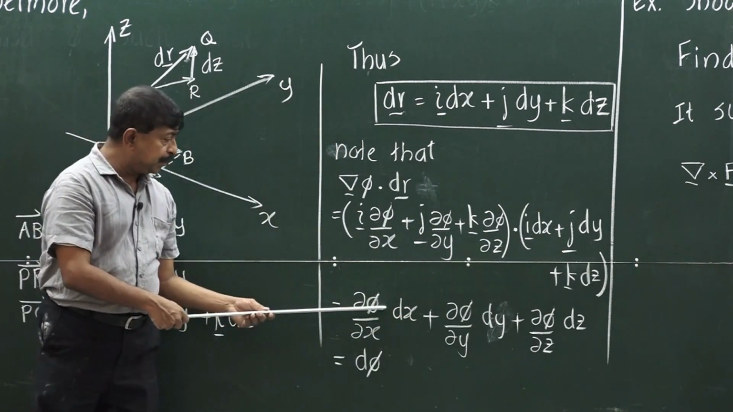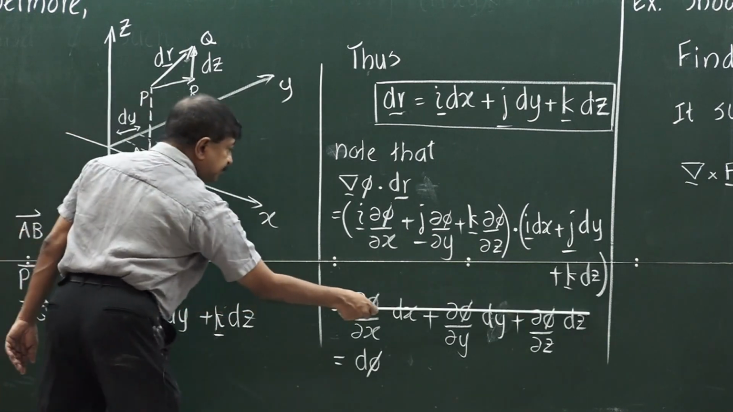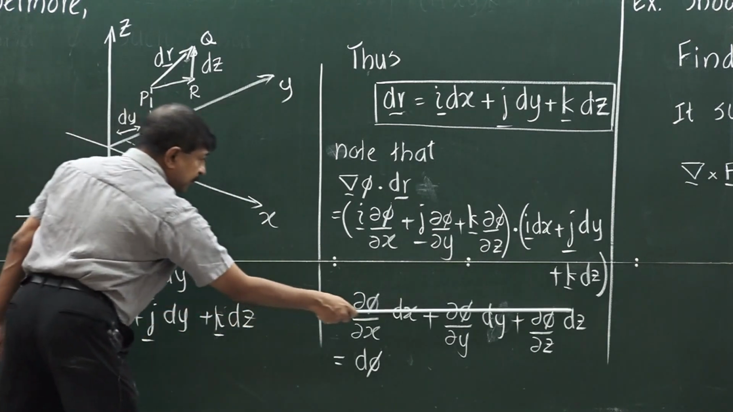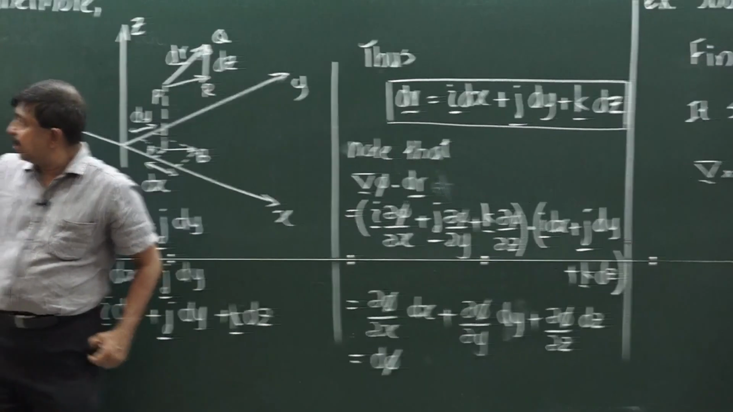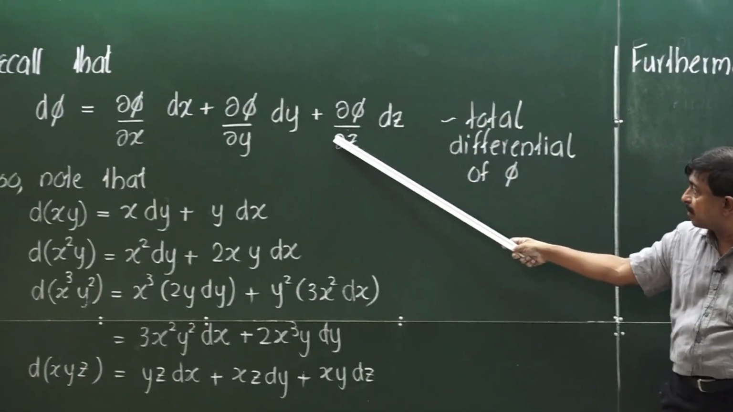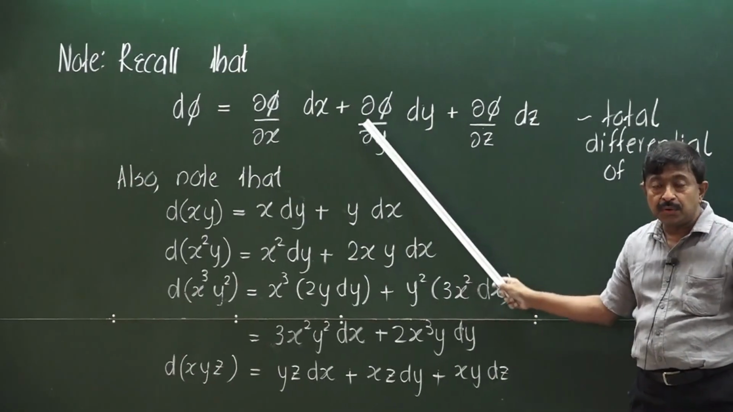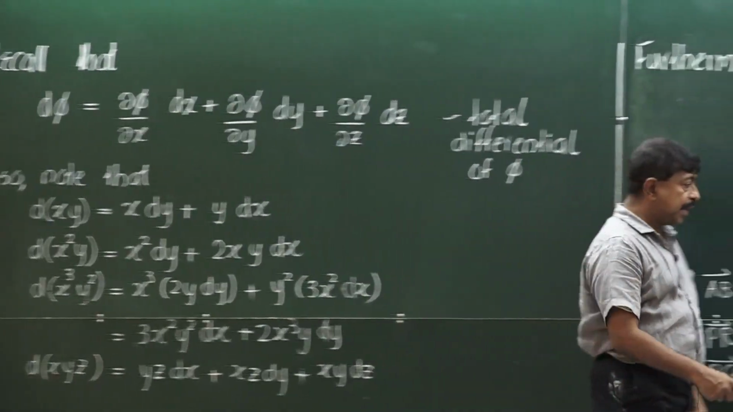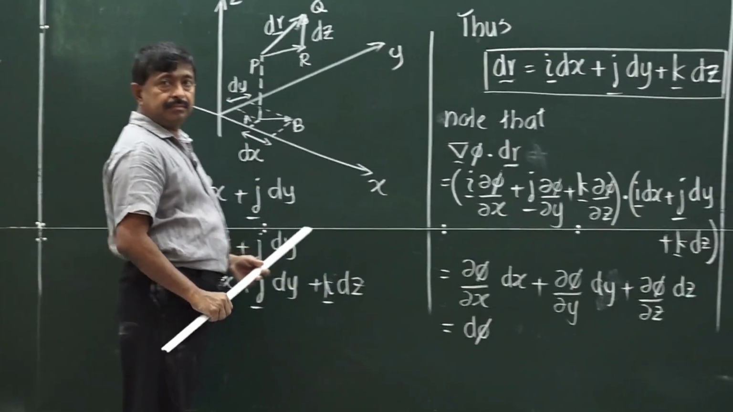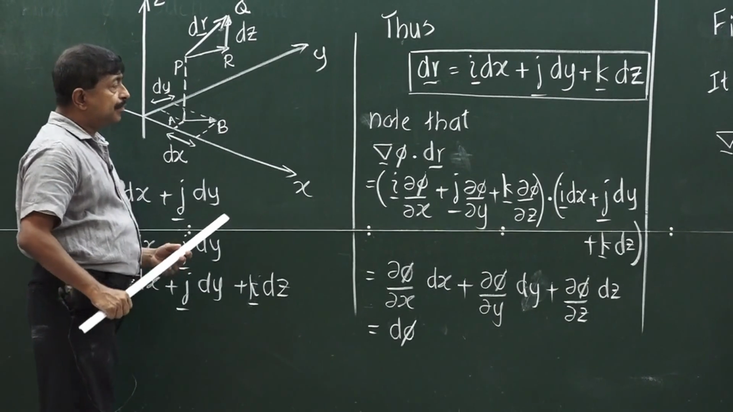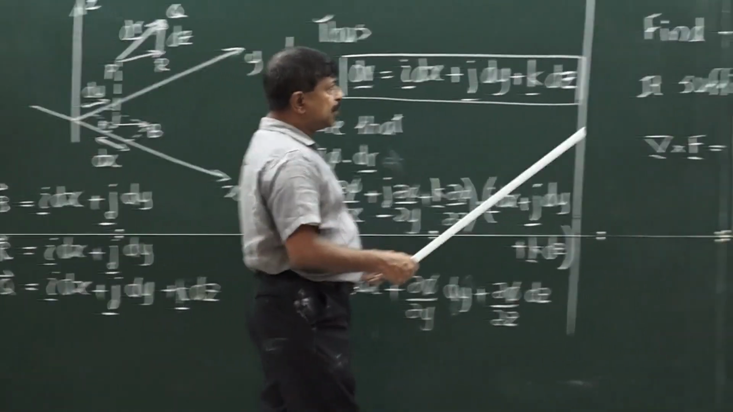Now, we notice that this expression can be seen here. It is the total differential of phi. So, that is d phi. Now, let us get into this problem.